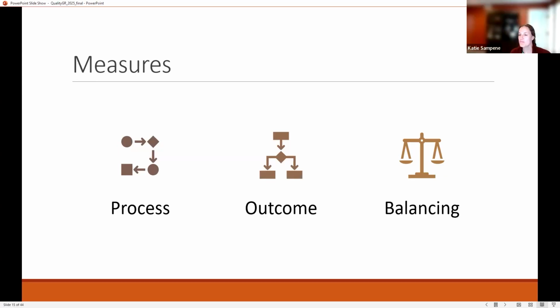Okay, so measures. This is how we think about what we're going to do in quality improvement. There's process, outcome, and balancing measures. So process measures are measures that look at the process. For example, again, going back to aspirin, we're going to look at recommendation rates. That would be a process measure. An outcome measure would be the thing that you're actually trying to improve for your population. So an outcome measure would be like, did I actually reduce the rate of preeclampsia?